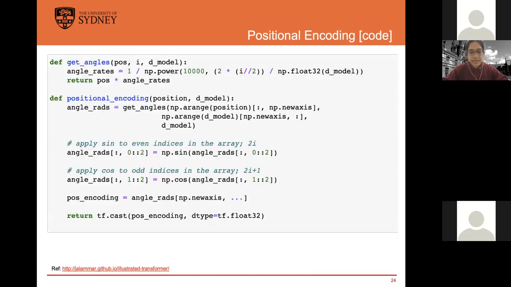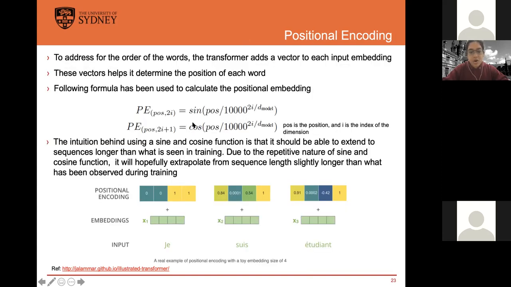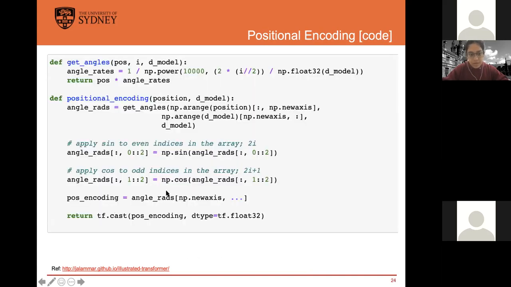So this is just the code I have kept here. It's just doing the same formula, and if you see, the odd positions use the cosine function, and the even ones use the sine function. So it's just the code here to do that.